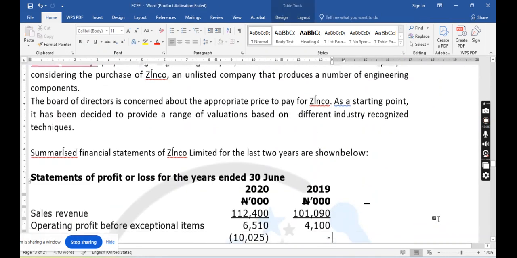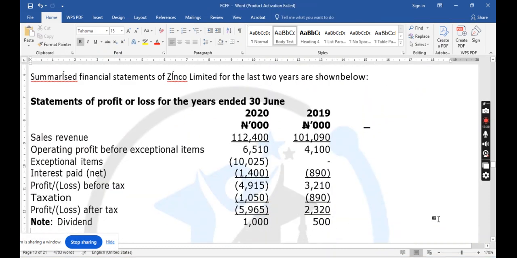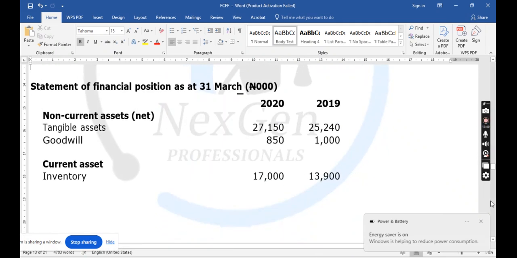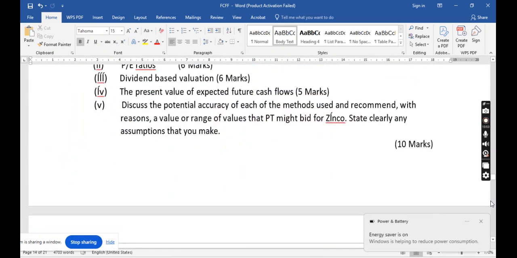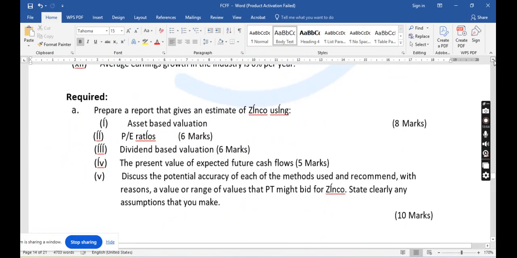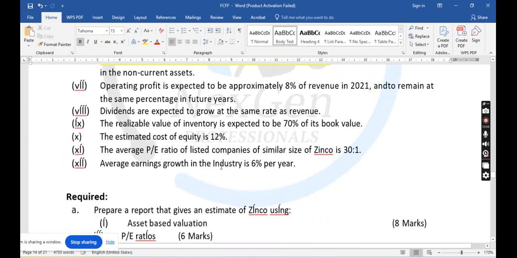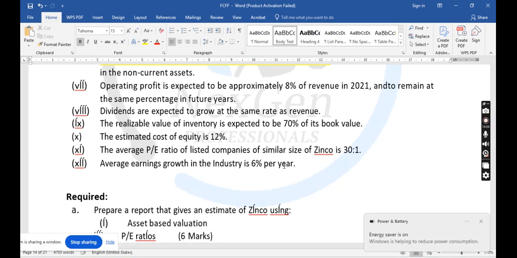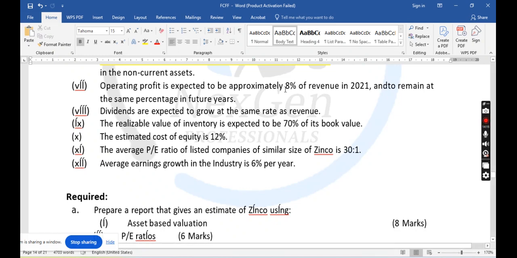Sir, what is the meaning of average earnings growth? Average earnings growth is not your profit after tax. It is the average earnings growth in the industry. They are telling you that the industry will grow by 6% per year. That is the earnings of the industry, not the earnings of Zinco. The industry in which they operate. Do you get that? Yes.